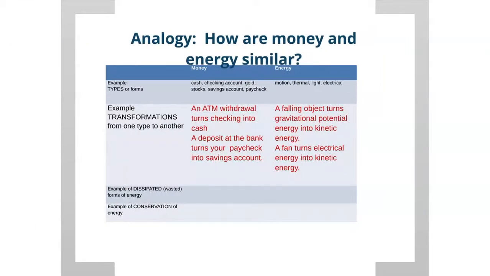And then we talked about how money can change forms. So if you go to the ATM, you can take money from your checking account, now it's cash, or you can take your paycheck and deposit it into your savings account. And it's still that same amount of money, just changed forms. So energy is the same way. A falling object would turn gravitational potential energy into kinetic energy. When you plug in a fan, you're turning electrical energy into kinetic energy because it's going from electricity to motion.